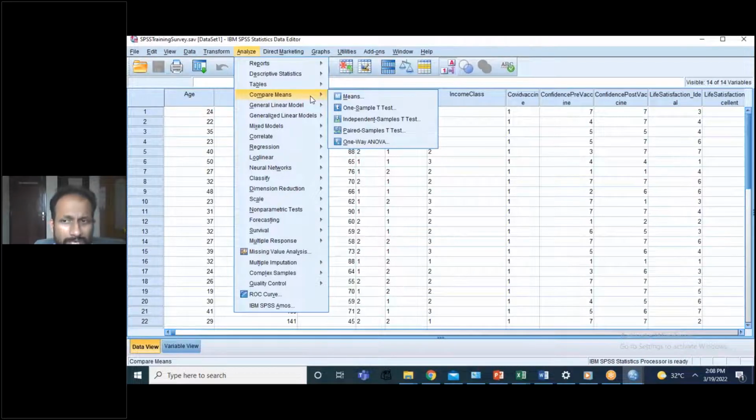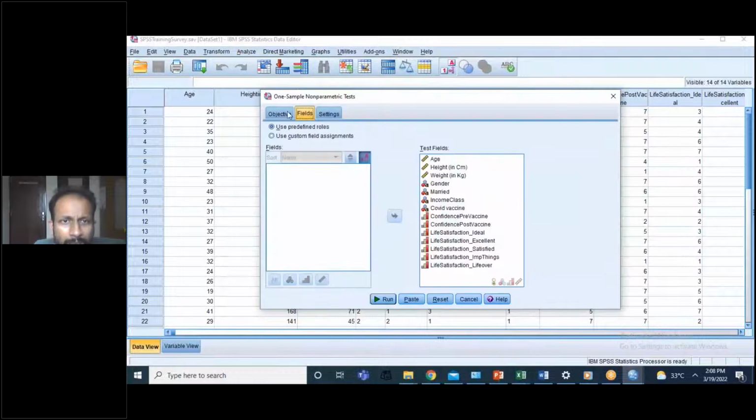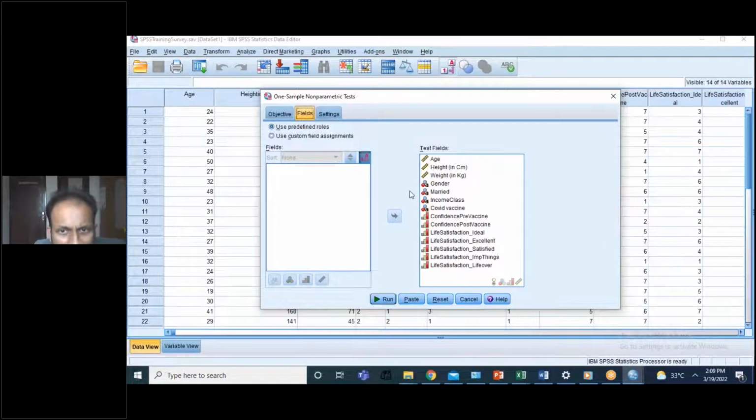When I come across a situation where the data is not normal, or the data is not fulfilling any one of the assumptions of a parametric test, then I have to go for its equivalent non-parametric test. Say, for example, the equivalent for the one sample t-test is a one sample non-parametric test. Now, how do we do that? I can consider the height.